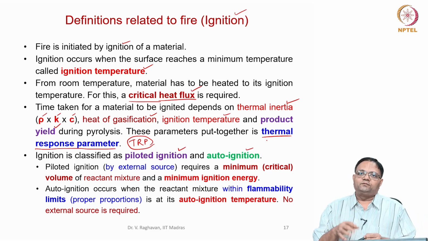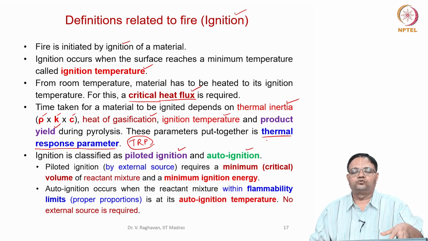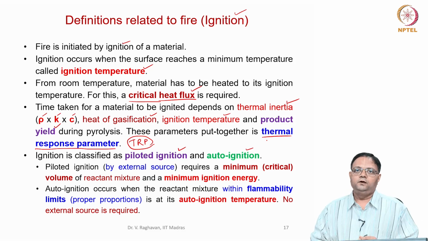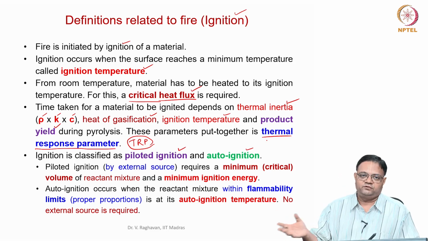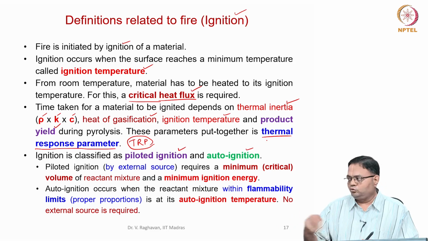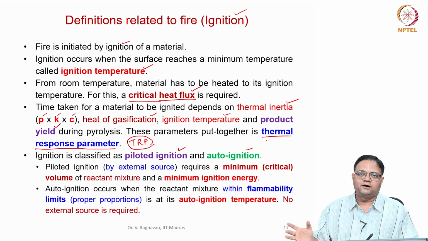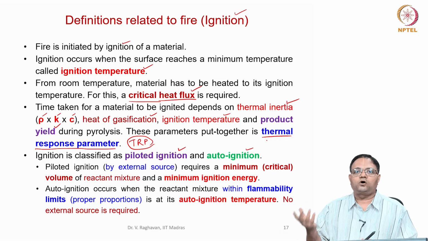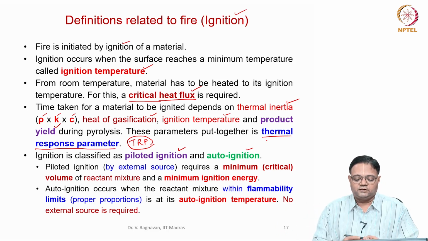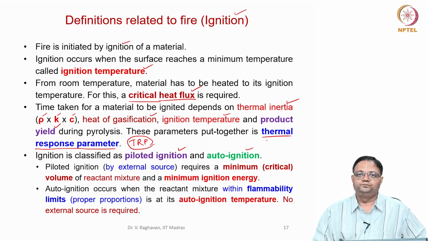Pilot ignition, as the name suggests, is the external ignition source which will cause it. So when you want to initiate a fire, mostly it is caused by an external source. For example, there's a dustbin of paper waste, etc. Somebody throws a match or a lighted cigarette, etc. on that, it causes the ignition. So an external source causes the ignition. Such an ignition is called piloted ignition.